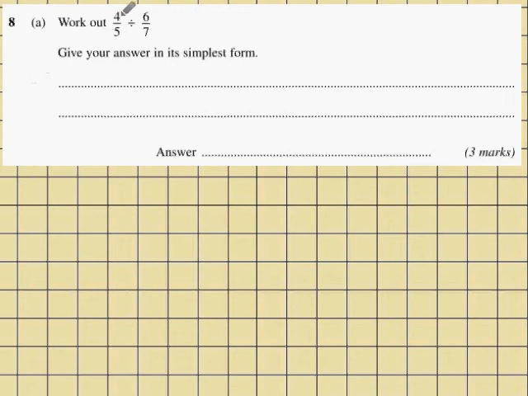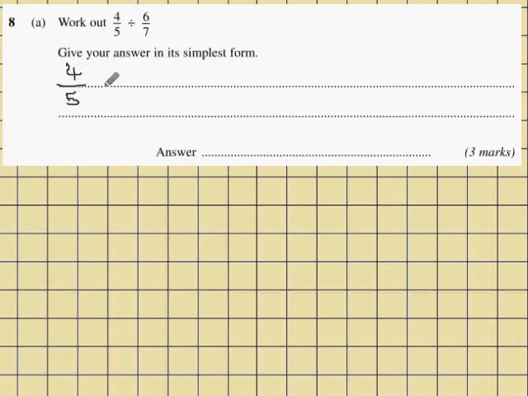The easiest way I know to divide two fractions is to invert the second fraction and convert it to a multiplying question. So change it from dividing to multiplying. So let's do that now. So I'm going to write this question 4 over 5.